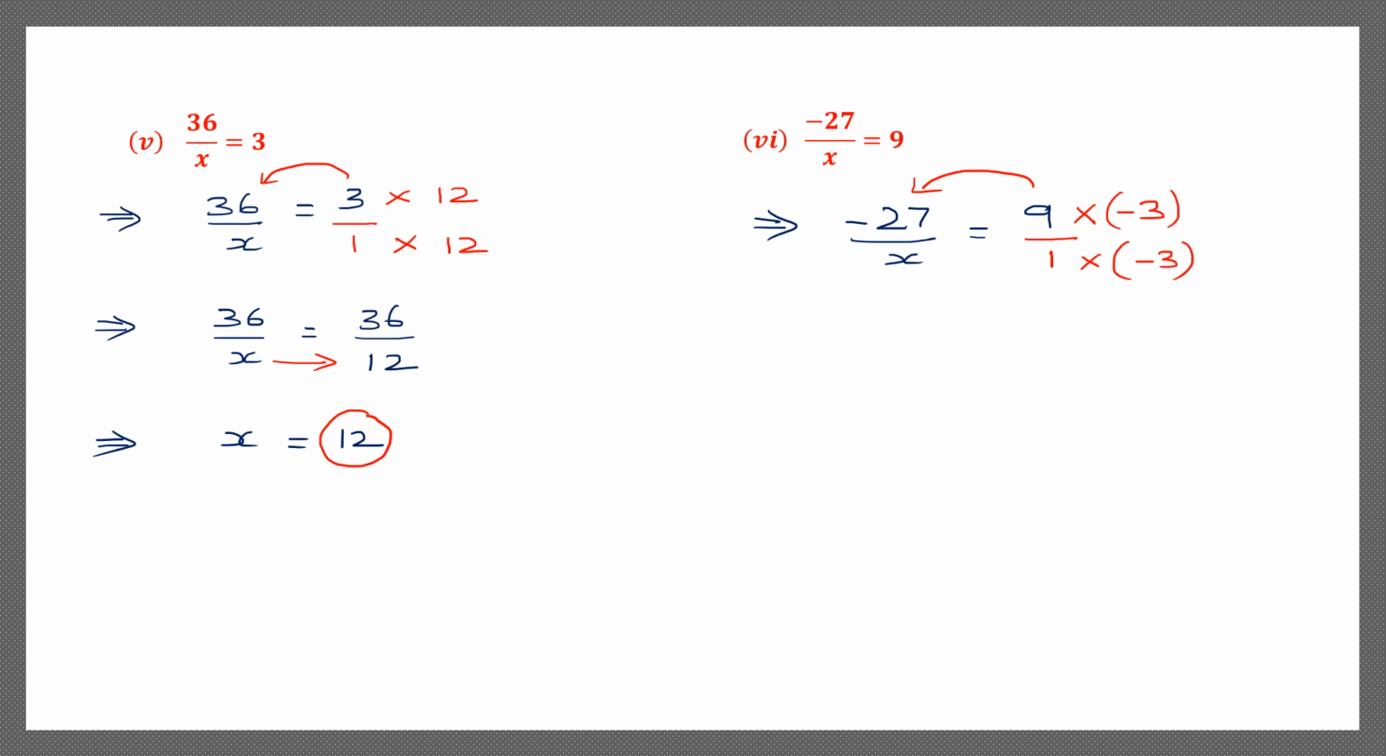Okay, let's see what we have here now. We have minus 27 by x is equal to, here let's multiply 9 into minus 3. The sign is minus. 9 threes are 27. Denominator, the sign is minus. 1 threes are 3. So we've got the value of x. X is equal to minus 3. X is equal to minus 3, which is our final answer.